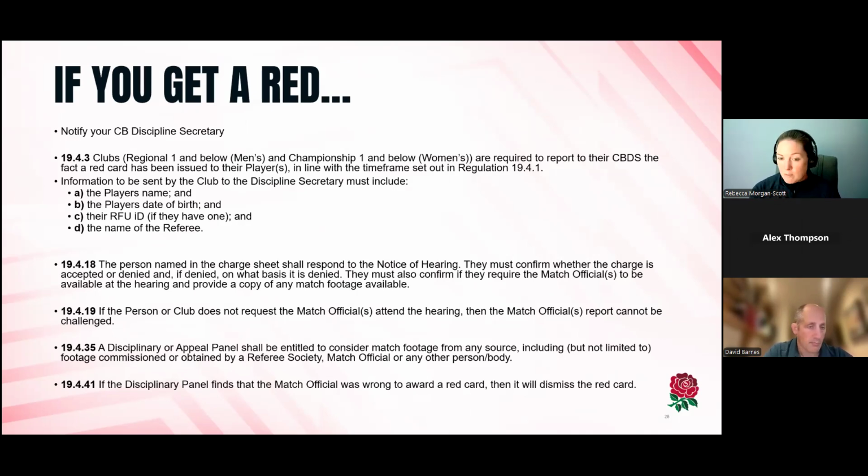I think Dave's already mentioned footage, but if you've got match footage, particularly any additional footage, make sure you send that through. Anything can be considered. And then if the panel finds that the match official was wrong to award the red card, once they've considered everything, then they will dismiss the red card.